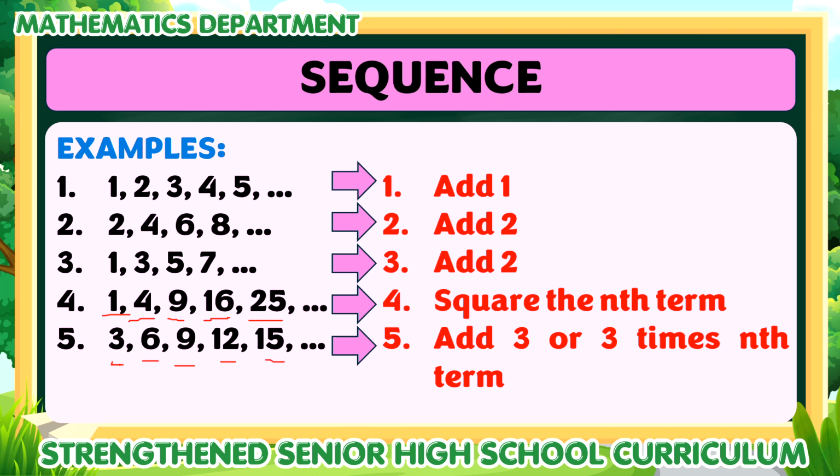Now, if you will be using the second rule, you have 3 times nth term, so that means 3 times our first term, or 3 times 1, that gives us 3. So in our second term, that's 3 times 2, that gives us 6. For our third term, that is 3 times 3, that gives us 9, and so on.